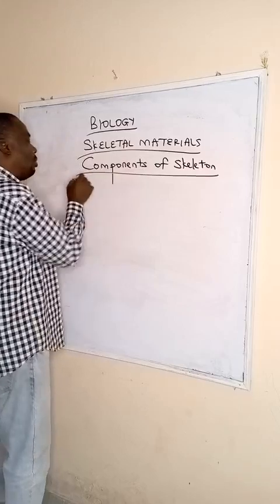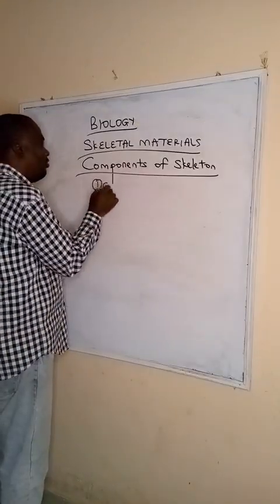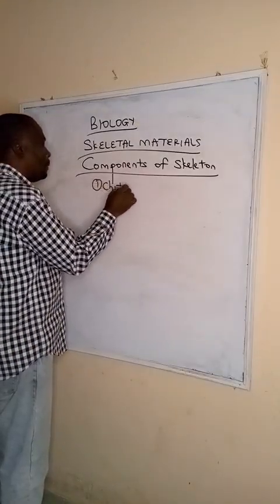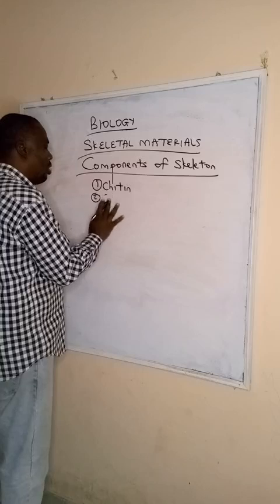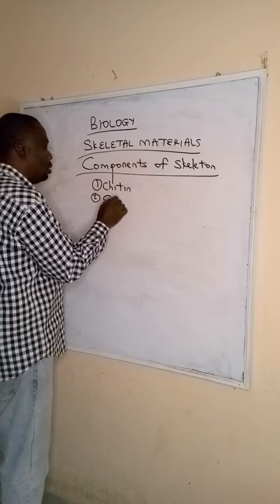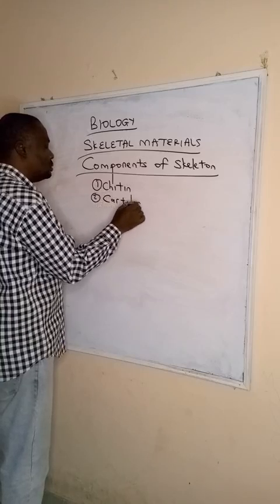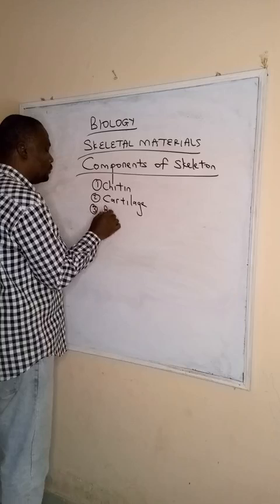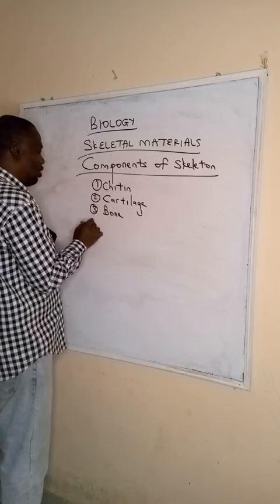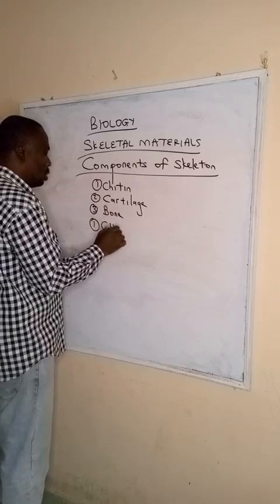And there are three types. Number one, we have the chitin. Number two, we have the bone. We have the cartilage. Number three, we have the bone. We take the first one, chitin.